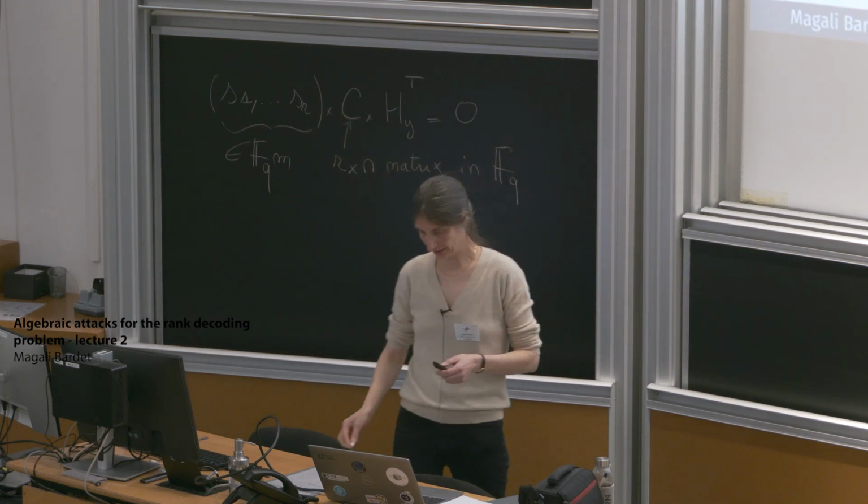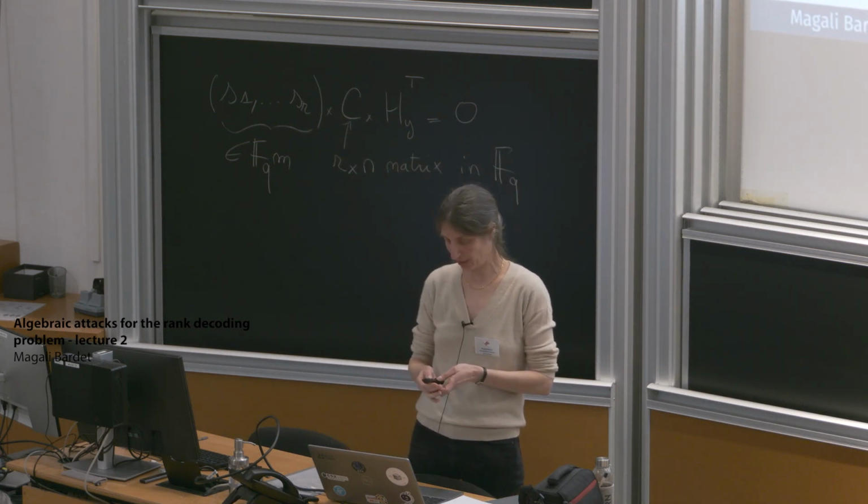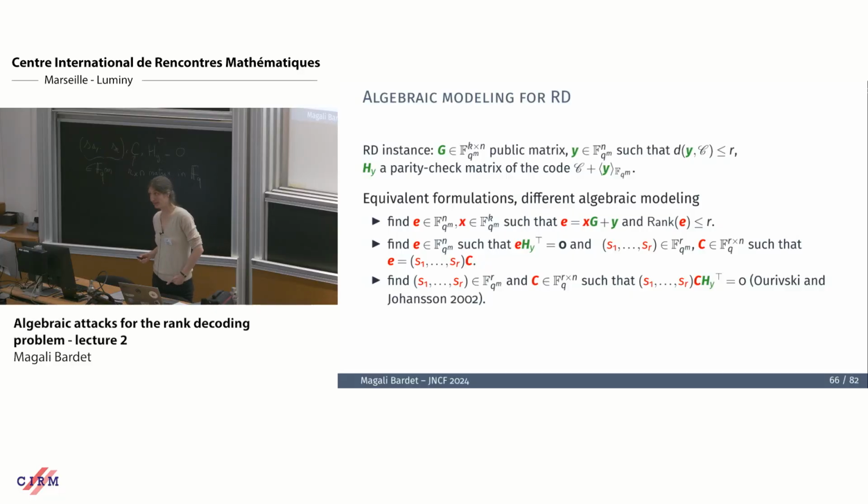Okay. So this first modeling was proposed by Ourivski and Johansson. And so the question is, if you want to solve it, you compute the Gröbner basis, how long will it take? And it's not easy to analyze the modeling because the degree can be huge and you have degree falls and you don't know what happened after the degree falls. So it's not easy to know how it will behave.